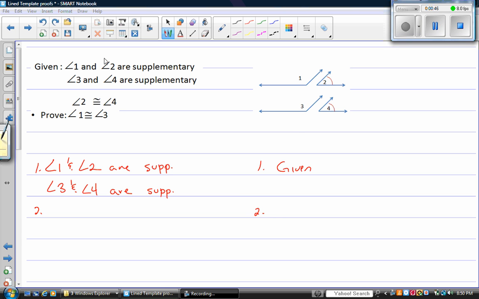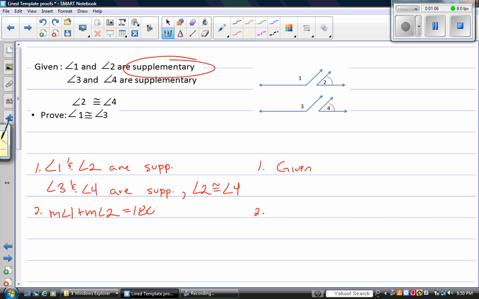Okay. Given the information, angle 1 and angle 2 are supplementary, angle 3 and angle 4 are supplementary. I didn't put this in yet, but angle 2 is also congruent to angle 4. Going through my vocabulary, I see supplementary. So I'm going to write that the measure of angle 1 plus the measure of angle 2 is equal to 180 degrees. That's your definition of supplementary angles. They use the English word supplementary, so I can make that statement, with my reason being definition of supplementary angles. I can say the same thing about 3 and 4. Measure of angle 3 plus measure of angle 4 is equal to 180 degrees.